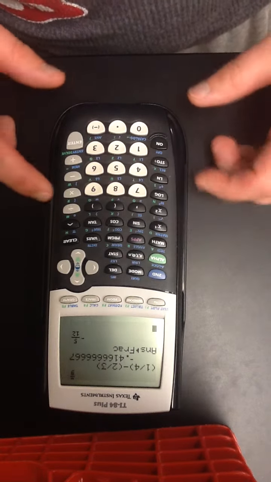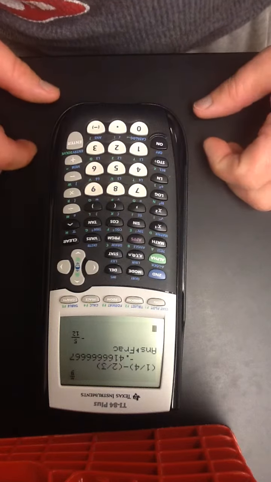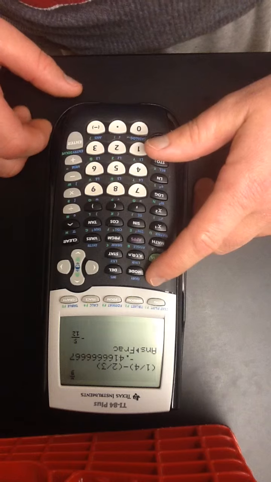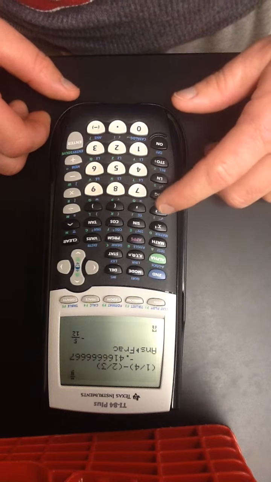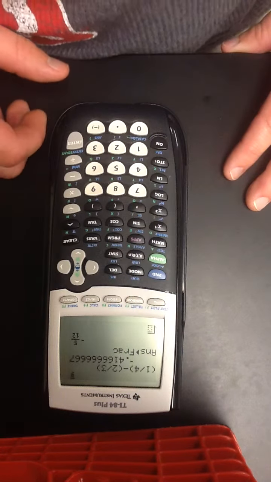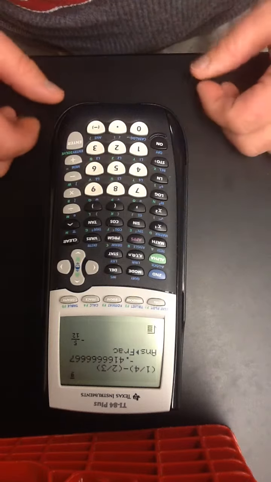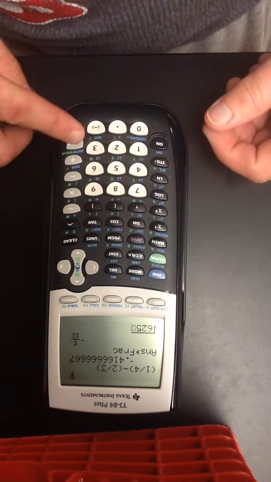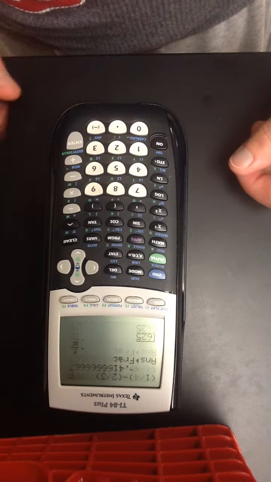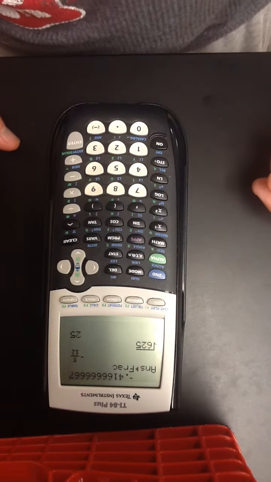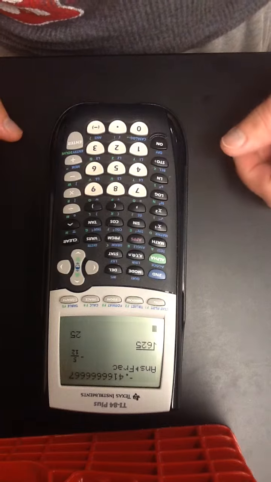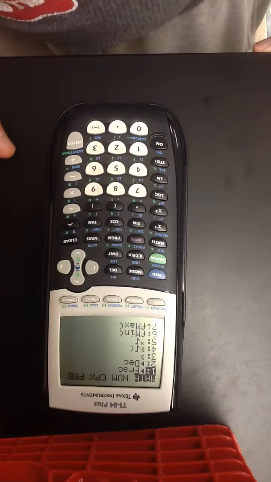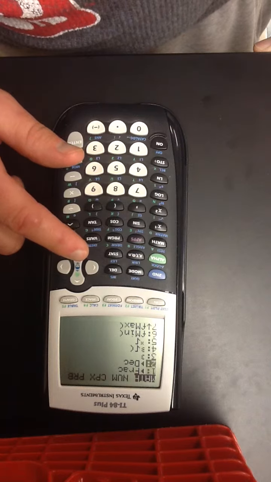So, we're going to go over real quickly again, basic functionality. Say I have square root. So you do second button, and you hit the x squared button. There's our square root. Say it's the square root of 625. You punch it in, you hit enter, boom, 25. Real basic functions.